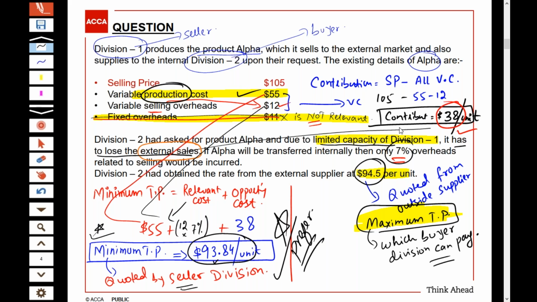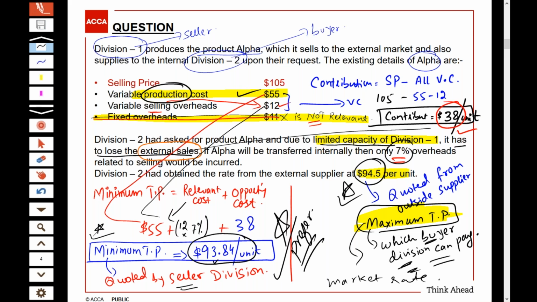There is a question. I need to address some questions. Will minimum transfer price always have variable cost? The answer is yes. Yes, Aisha Musani, this is the maximum transfer price. It is already mentioned here. This is the price which the buyer division can pay, and this is the market rate which you have obtained from the market.